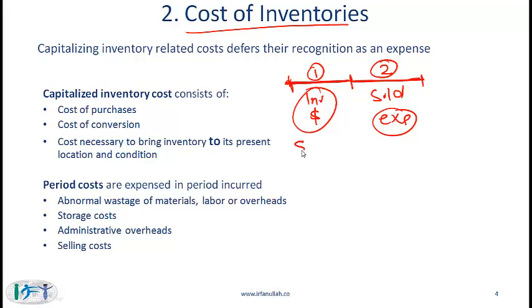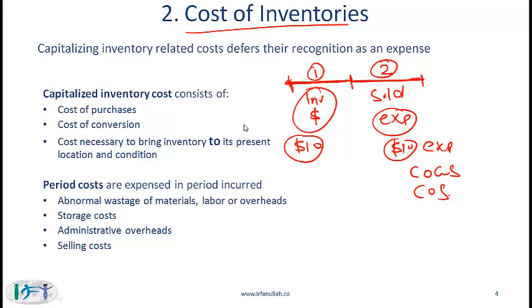So if you spent $10 on creating a piece of inventory, then in period 1, we create an asset called inventory worth 10. And then when this particular asset is sold in period 2, that is where we remove the $10 from the balance sheet and show it as a $10 expense on the income statement. That expense is called the cost of goods sold or cost of sales.